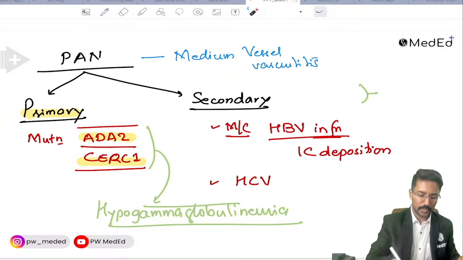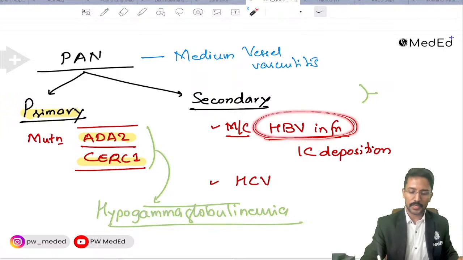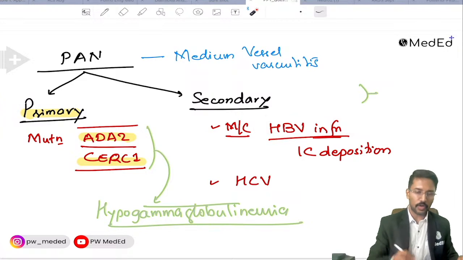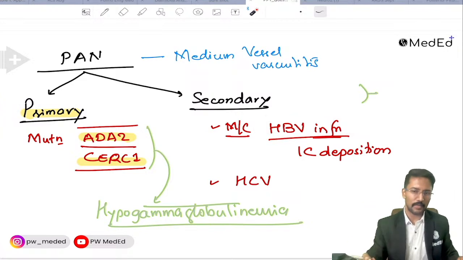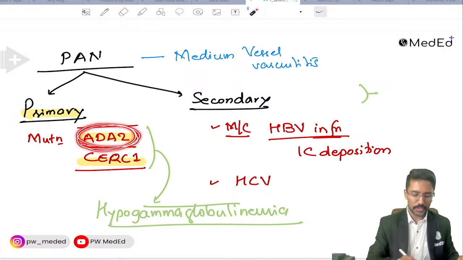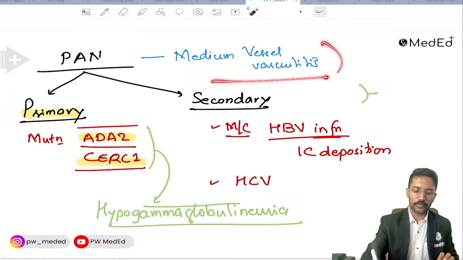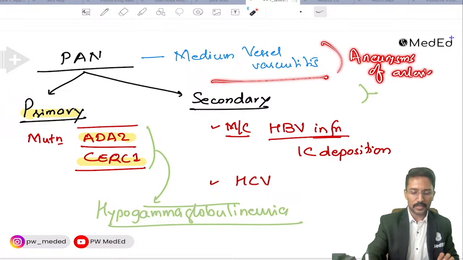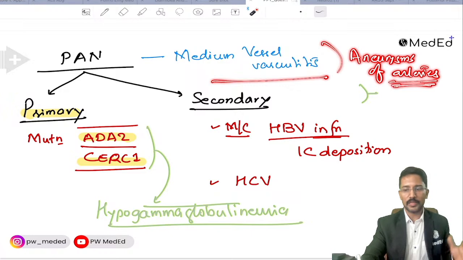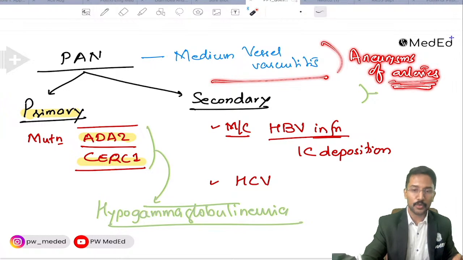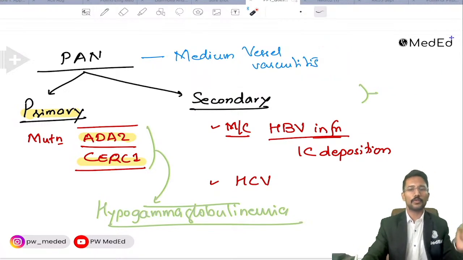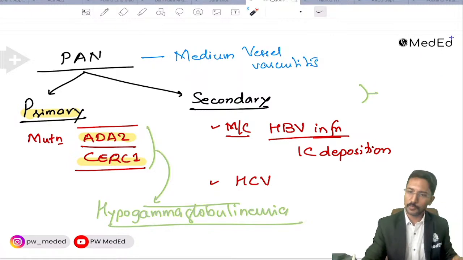Okay, it can be called as primary or secondary. Secondary is when it is associated with hepatitis B virus infection. Okay, and it is called primary when it has some genetic causes and no other infection association. ADA2 mutation is the most common cause. Here the vasculitis leads to development of aneurysms of the medium-sized arteries. When there is aneurysms of the arteries, they can ask you MCQ wise what is the most commonly affected artery and what is the medium-sized artery that is generally spared.